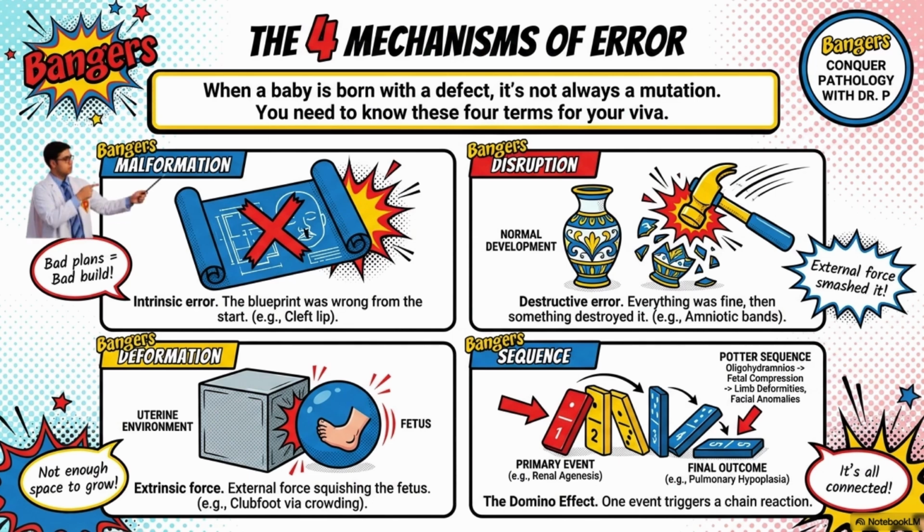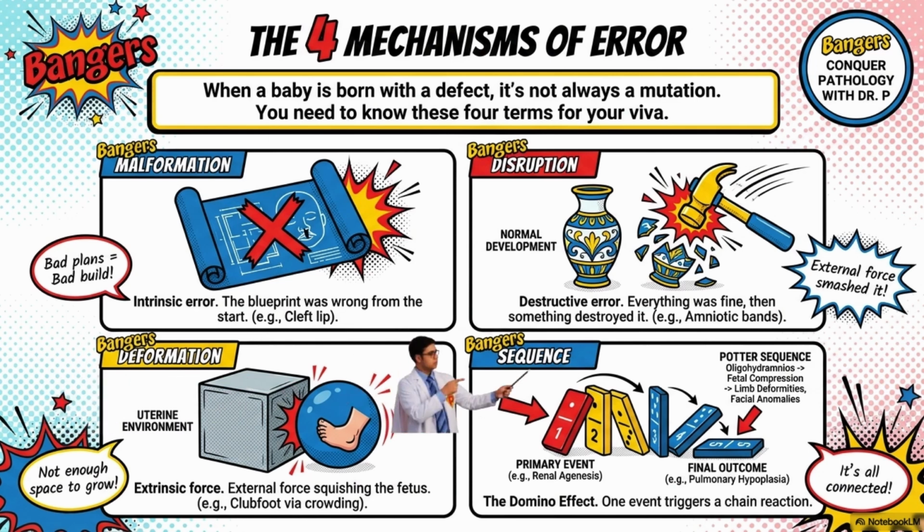Malformation. This is an intrinsic error. The blueprint was wrong from the very start. Think, bad plans equal a bad build. Disruption. Here everything was going fine and then something destroyed it. It's a destructive error. Deformation. This is due to an extrinsic force. Imagine an external force is squishing the fetus because there isn't enough space to grow.